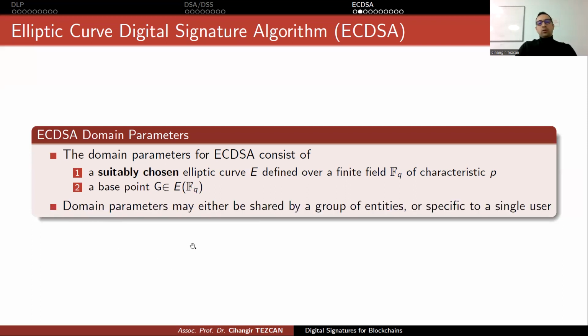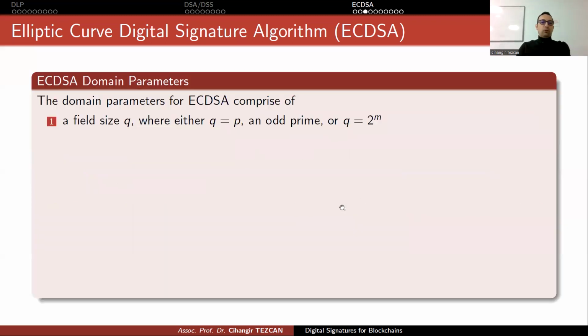Domain parameters may either be shared by a group of entities or specific to a single user. The first type is what cryptocurrencies actually use. In Bitcoin, for instance, we have the domain parameters: we know the elliptic curve and the generator point. So every user that uses Bitcoin actually uses these parameters. Let's look at how these parameters are chosen.